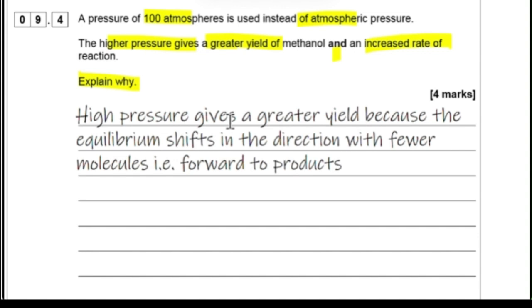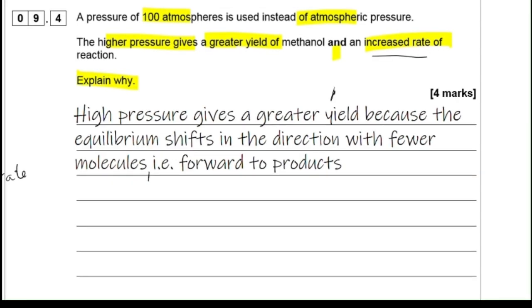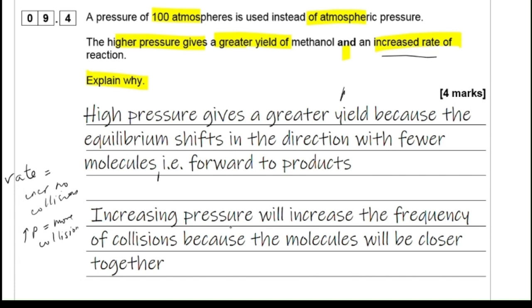Then we need to explain why the increase in pressure gives an increased rate of reaction. And this is all about successful collisions. The rate of a reaction increases if there are more collisions in a set time, and the increase in pressure brings the molecules closer together, so there are more collisions, so we get a greater rate of reaction. So to get another 2 marks, we must say increase in pressure will increase the frequency of collisions because the molecules will be closer together.